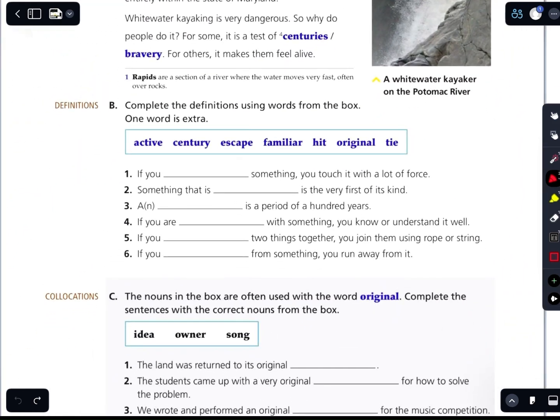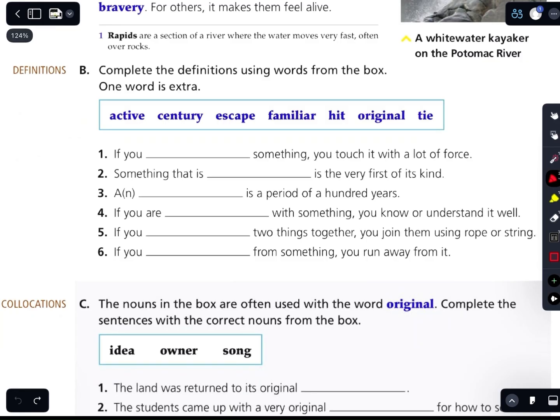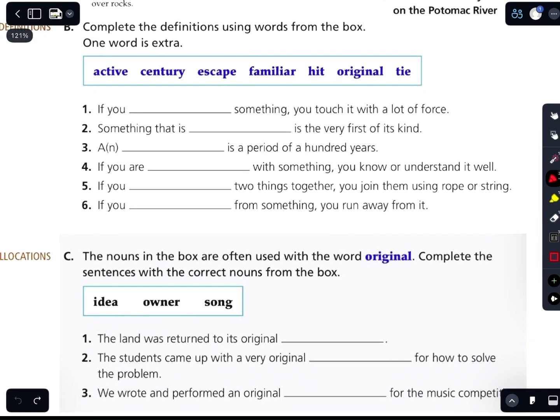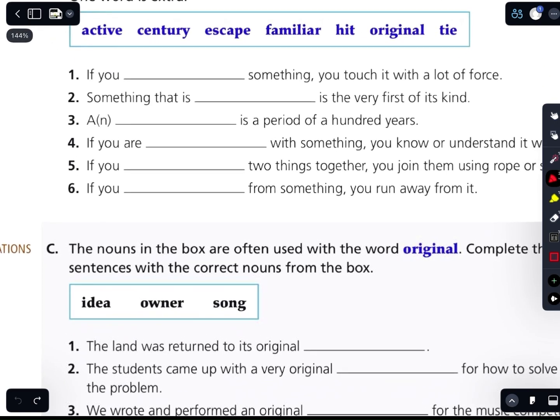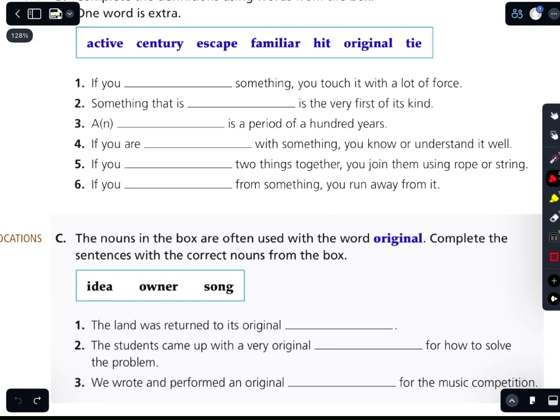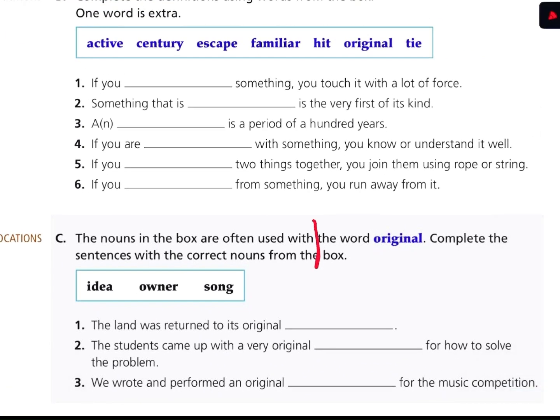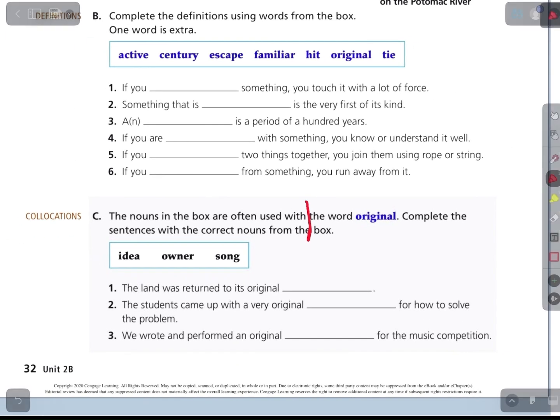Definitions. Complete the definitions using words from the box. One word is extra, so be careful. One word is extra here. We won't need it. If you blank something, you touch it with a lot of force. Something that is blank is the very first of its kind. A blank is a period of 100 years. If you are blank with something, you know or understand it well. If you blank two things together, you join them using rope or string. If you blank from something, you run away from it.